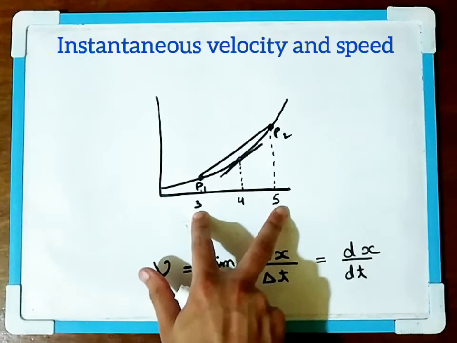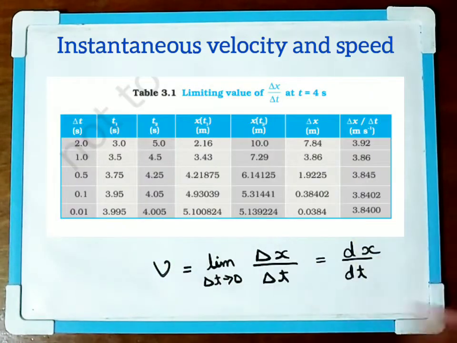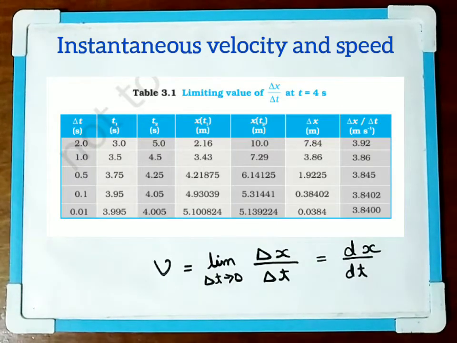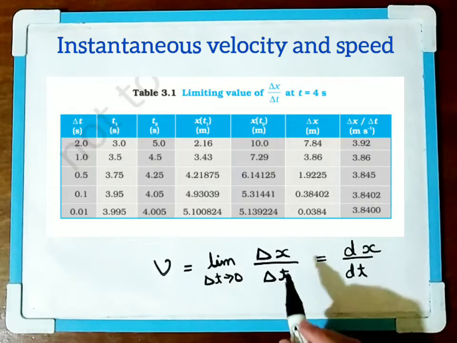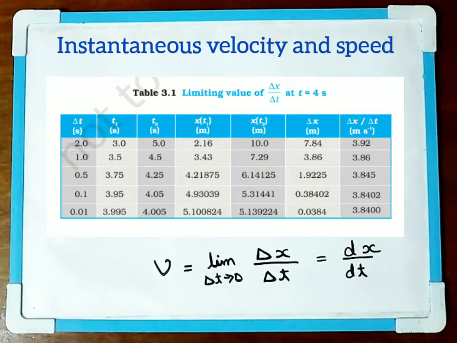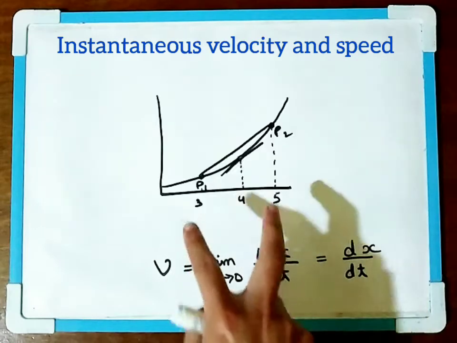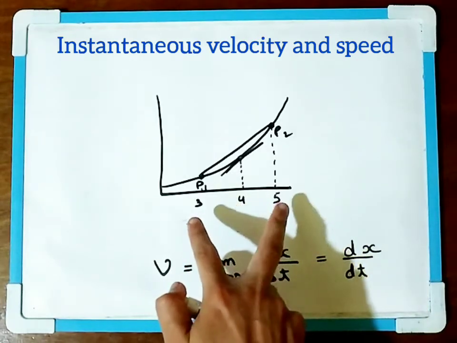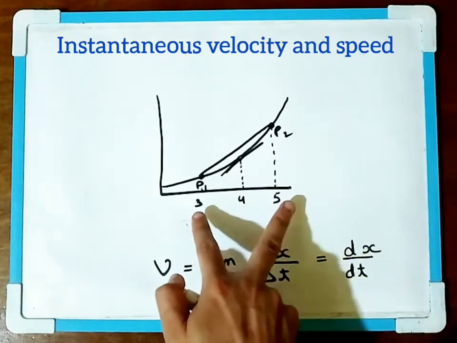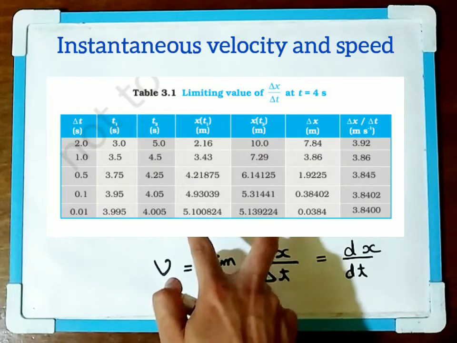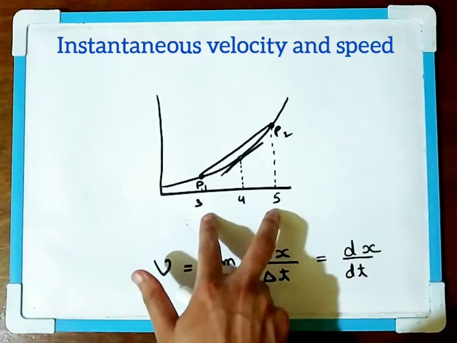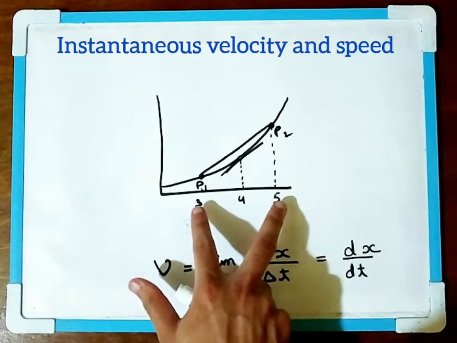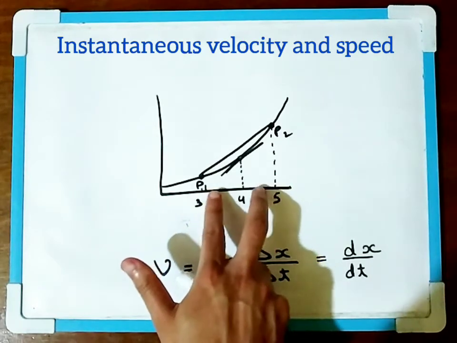So we can consider this table here also. This table can be used to find the limiting value of delta x by delta t as delta t tends to 0 at 4 seconds. Here in this table you see that when t1 is equal to 3 and t2 is equal to 5, delta t is equal to 2. Now what you do is decrease the time interval, delta t.